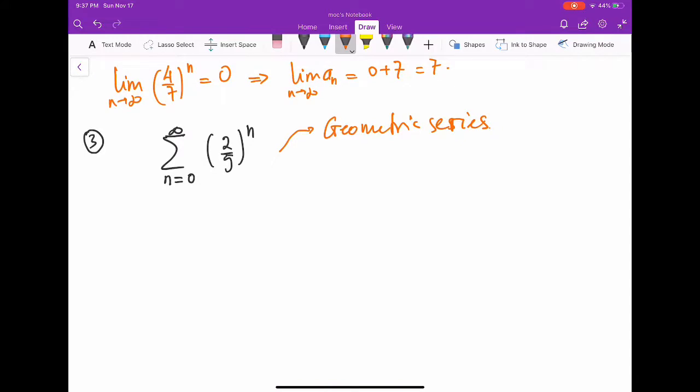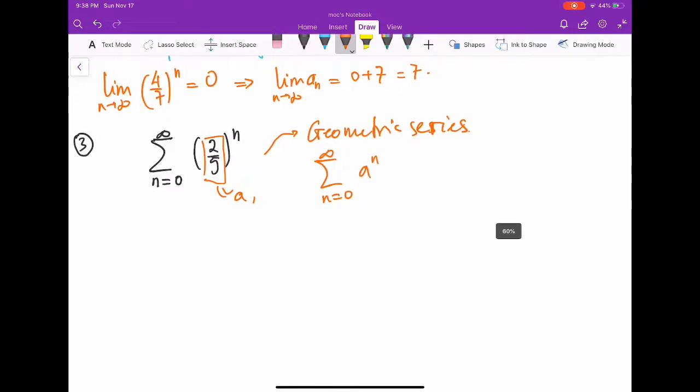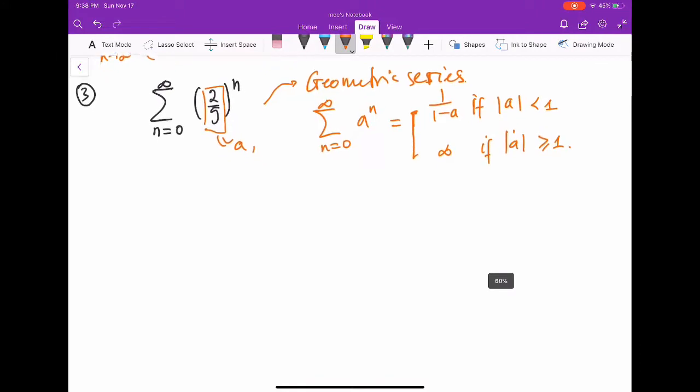If the number a in here, I write in this form, so sum n from 0 to infinity of a to the n, this is equal to 1 over 1 minus a if the absolute value of a is less than 1, and this is equal to infinity if the absolute value of a is greater than or equal to 1. That is the theory. That's what we know.